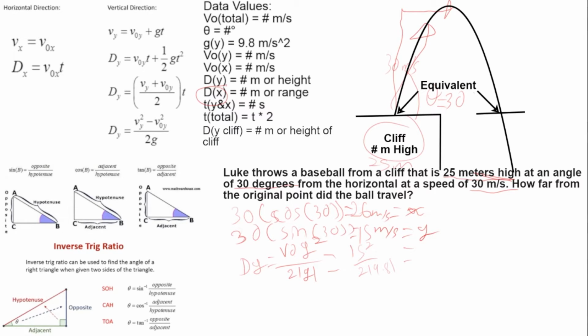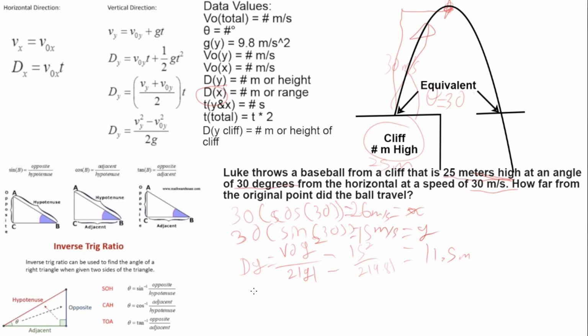Let's solve. We do 15 squared, and then we divide by 19.6. We should get about 11.5 meters. So that is for this point, actually. We're not taking into account this extra 25 meters of distance down here. We're just taking into account how high it goes in total.